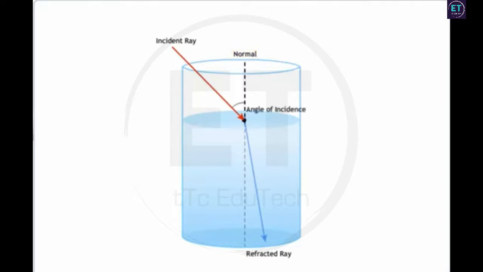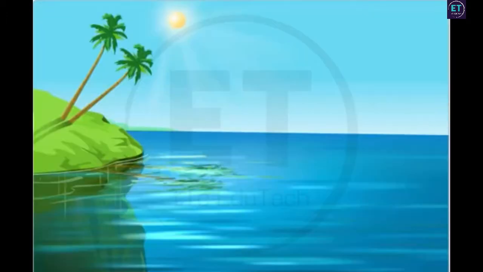The angle formed between the incident ray and the normal at the point of incidence is known as angle of incidence. The angle between the normal and the refracted ray is known as angle of refraction. Let us consider a light ray traveling from air to water. As you can see, the ray of light bends towards the normal. The incident ray and the refracted ray are in the same plane. These observations form the basis of the laws of refraction.